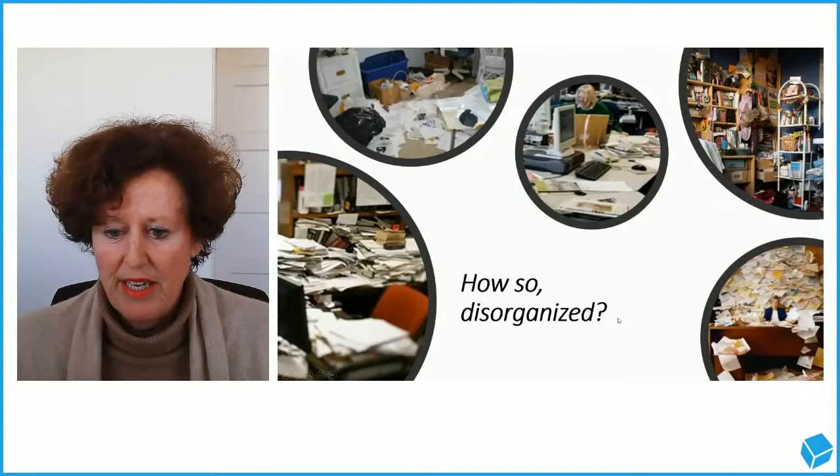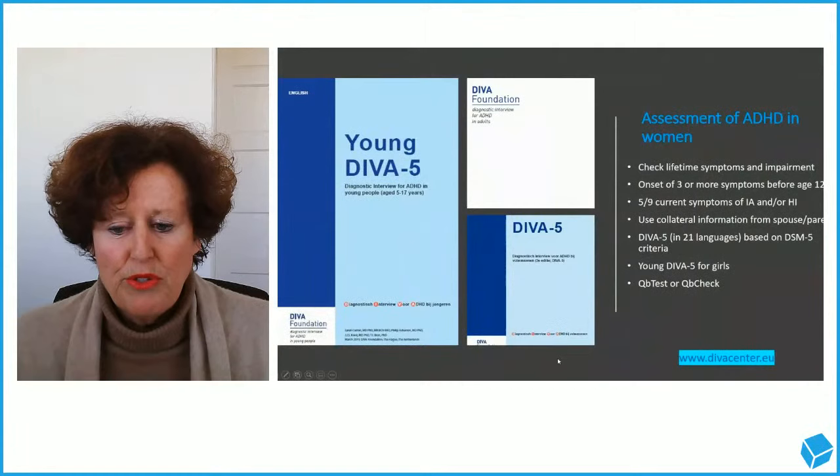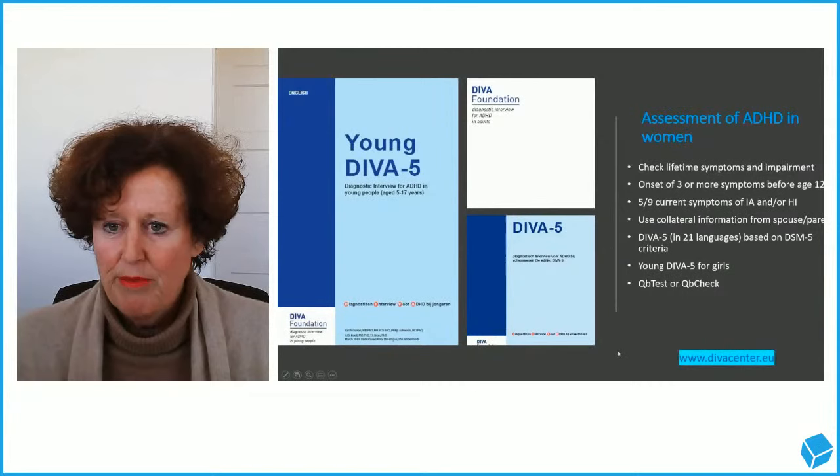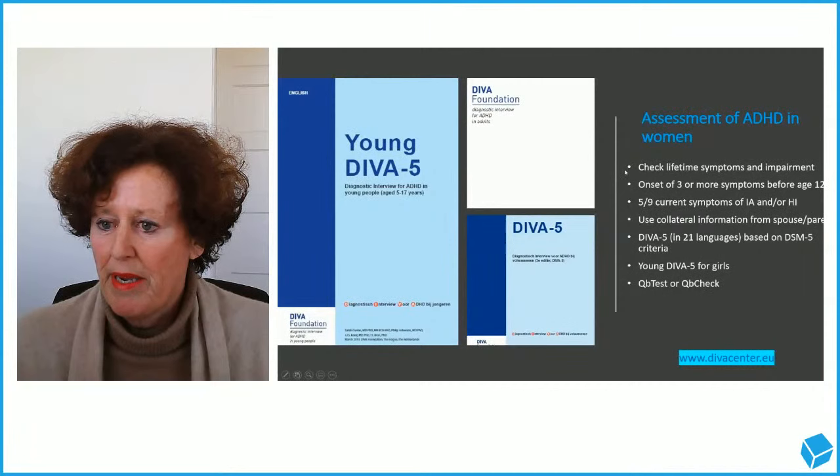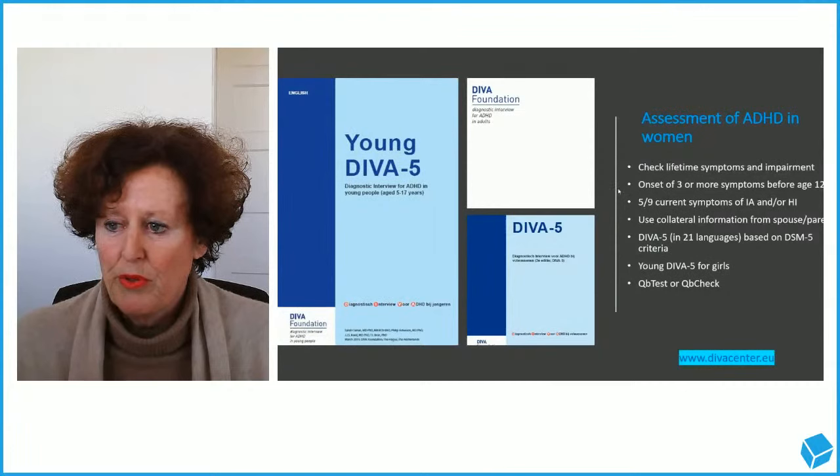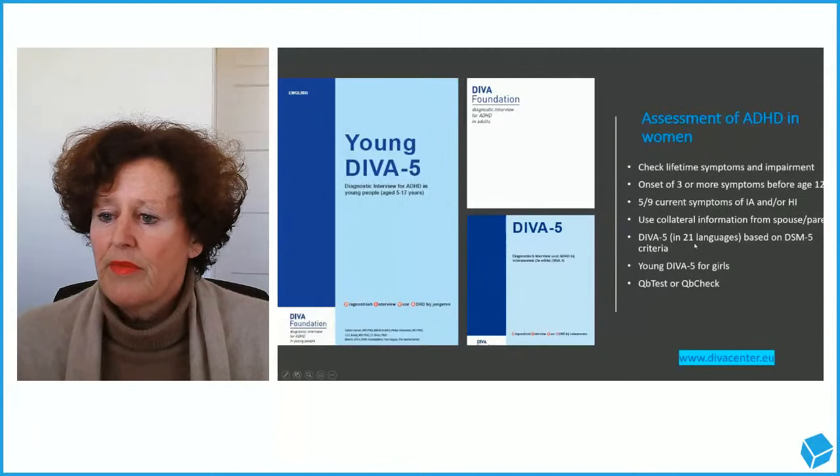All right, how to diagnose ADHD in women, in girls, but also in men, of course. The assessment is similar. We use this method. We check lifetime symptoms and impairment with an onset of three or more ADHD symptoms before age 12. This is according to the DSM-5 criteria. You need 5 of 9 current symptoms of either inattention and/or hyperactivity-impulsivity, or both. You use collateral information from spouse or parents when available.